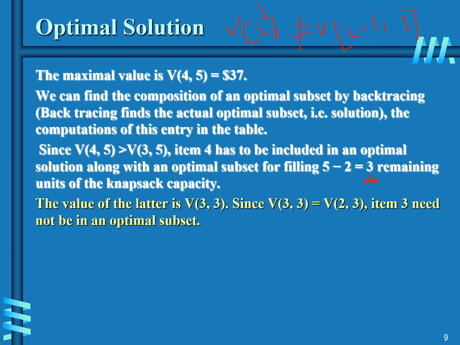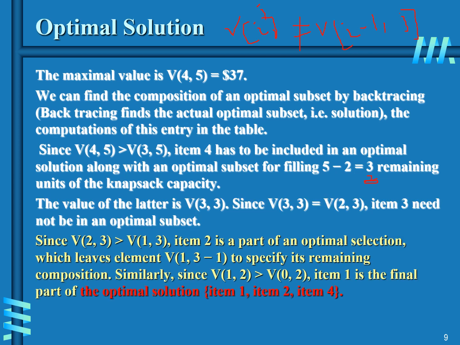Okay. So again, since V of 3 comma 3 is equivalent to V of 2 comma 3, the item 3 need not be in an optimal subset. Both values are the same. So the item 3 cannot be considered. Okay. So next you have to check whether the second item can be included in the sack. Since V of 2 comma 3 is greater than V of 1 comma 3, item 2 is part of an optimal selection.